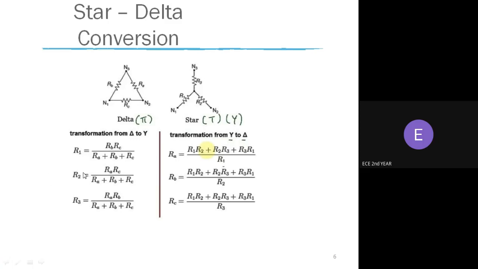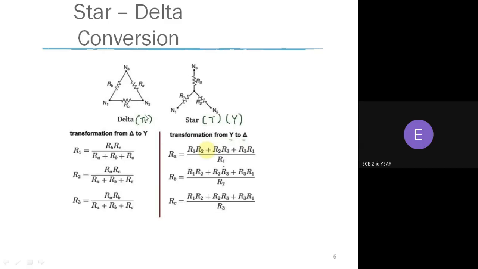Similarly, R2 can be calculated with the formula RA into RC divided by RA plus RB plus RC. And R3 can be calculated by the formula RA into RB divided by RA plus RB plus RC. So the delta connection is converted into a star connection, and we have calculated the values of R1, R2 and R3. Similarly, a star connection can also be transformed into a delta connection.